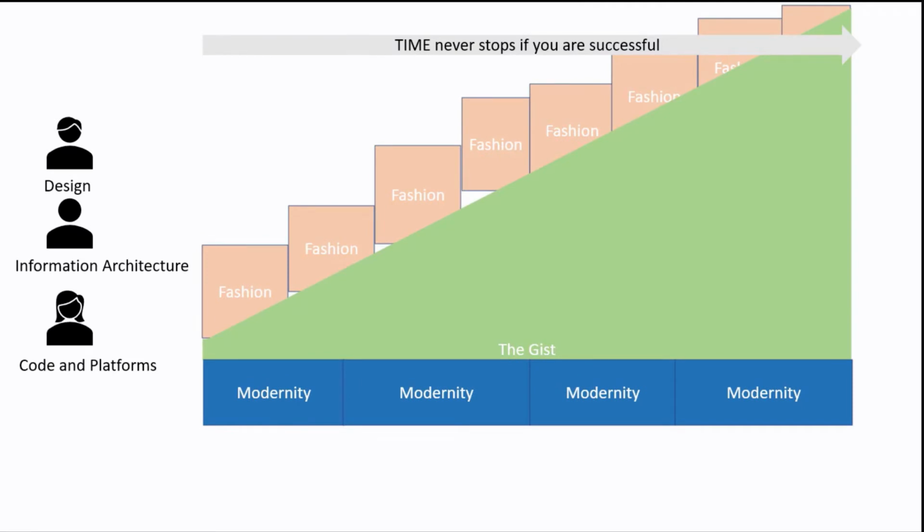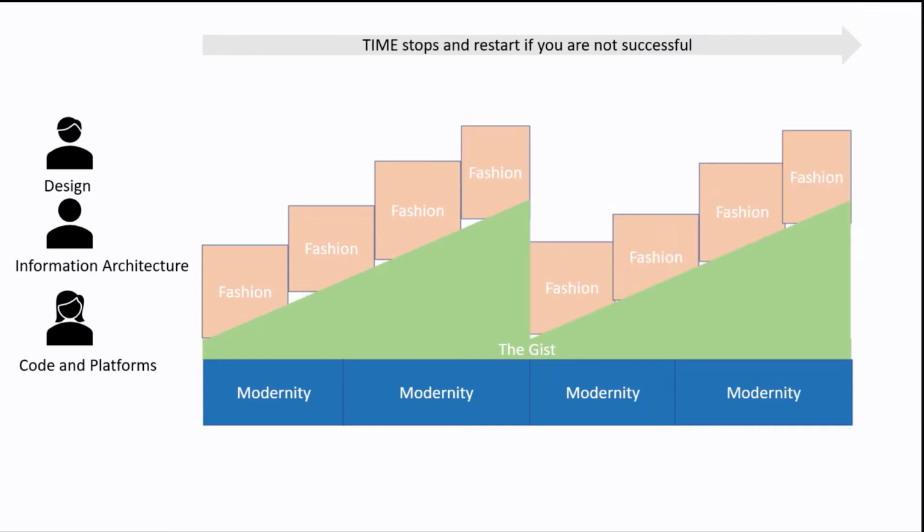The thing is that time never stops if you're successful, and that means that the gist will grow and grow and grow. This is a good thing, of course. Everyone wants to learn more. Knowledge is a very light burden to bear. The thing is that if you're not successful, then time sort of stops and restarts. So possibly you lose a lot of your knowledge within the area.